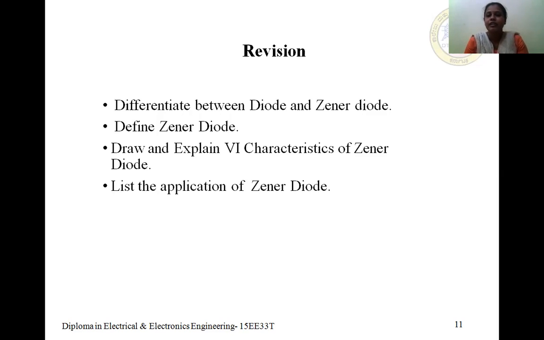Next question is list the applications of Zener diode. Where will we be using this Zener diode? Normally it is used as stabilizers or regulators. Next it is used in surge suppressors. It is also used in peak clippers, switching operation and meter applications. So these are certain expected questions on this session 5.